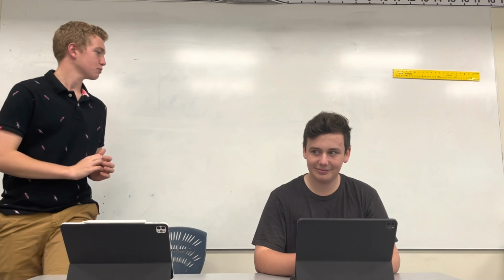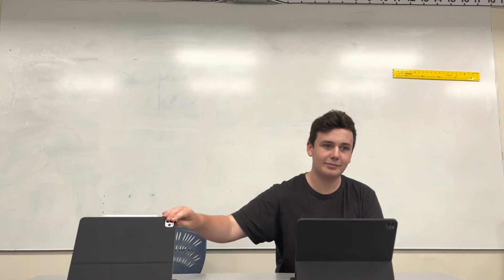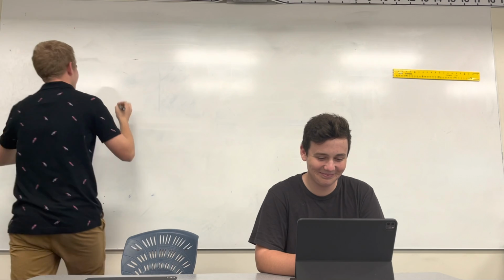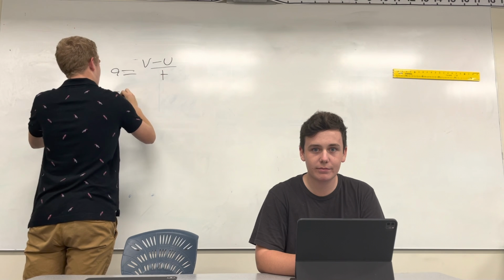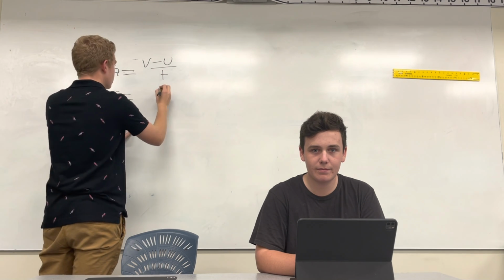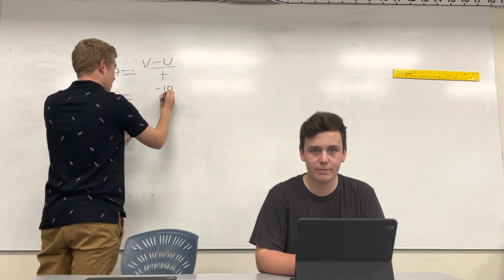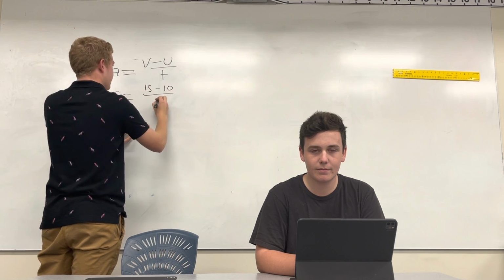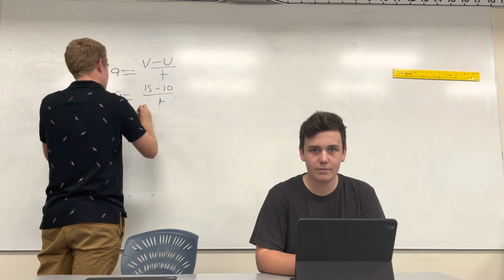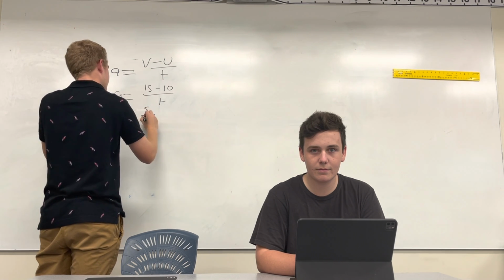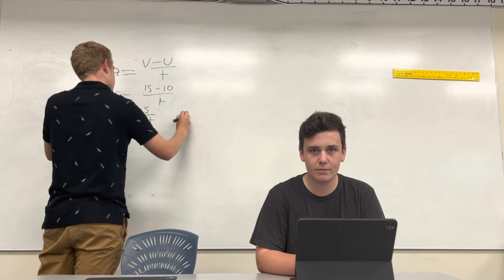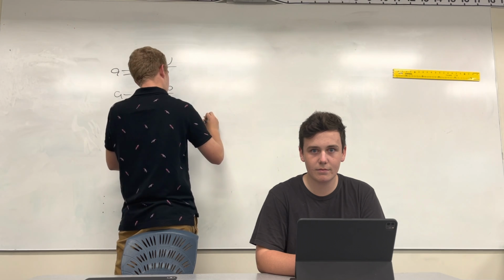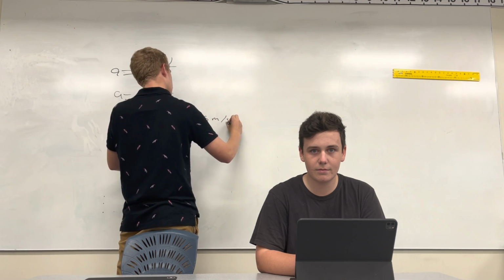Therefore, a = (v - u) / t. So a equals, the initial velocity u was 10, v is 15, on t. So then we've got a = 5 on t. t we've said was 10, so a = 5 on 10. Therefore, the acceleration equals 0.5 meters per second per second.